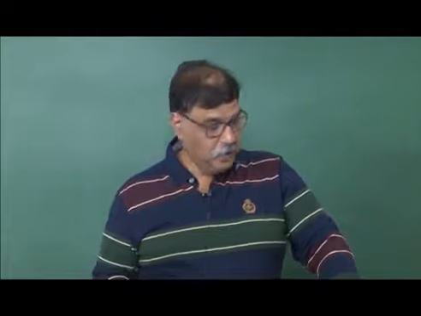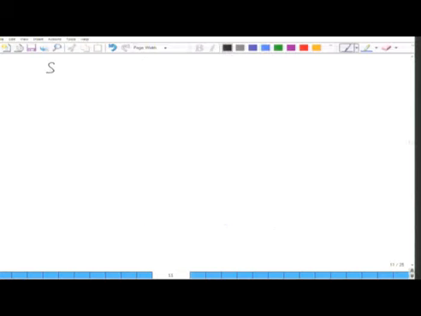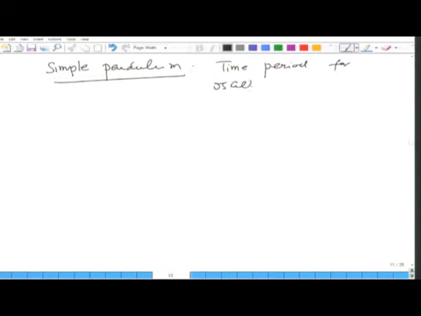I am now going to come to a very specific example of simple harmonic motion called the simple pendulum and derive the time period for oscillation of a simple pendulum. Whatever we do here, you can check at home also, because it is a very easy thing to make.